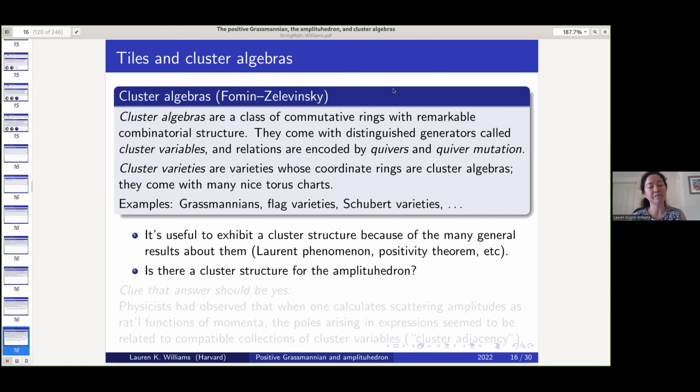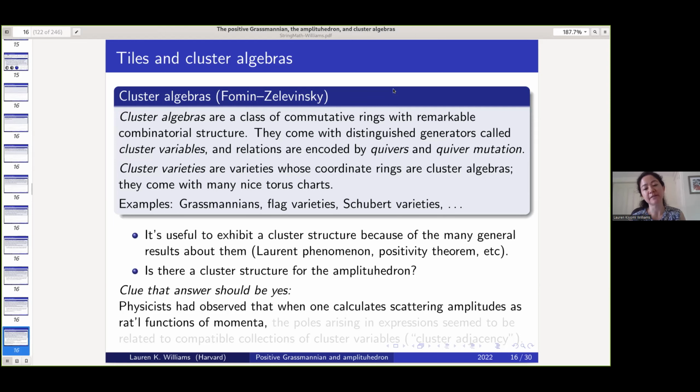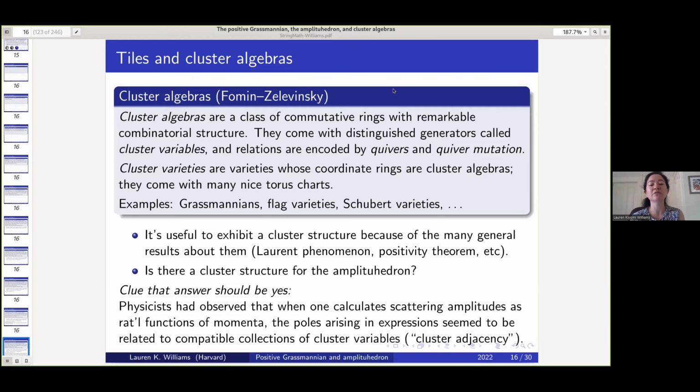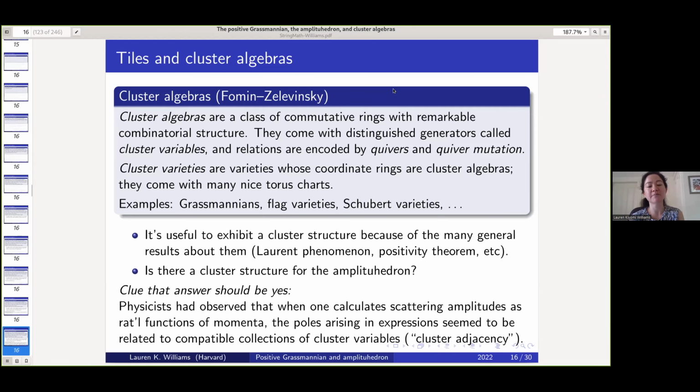And so one question was, is there some kind of cluster structure lurking in the amplituhedron? And there were some clues from physics that the answer should be yes. Various people had observed that when one calculates scattering amplitudes as rational functions of momenta, the poles arising in the expressions seem to be related to compatible collections of cluster variables. And in physics, this had been referred to as cluster adjacency.